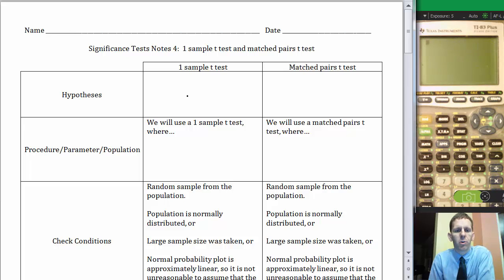These are significance test notes 4. Today we're going to talk about one sample t-test and matched pairs t-tests. These are pretty similar tests, just like the confidence intervals were pretty comparable. You'll notice a lot of similarities between these two types of tests as well.